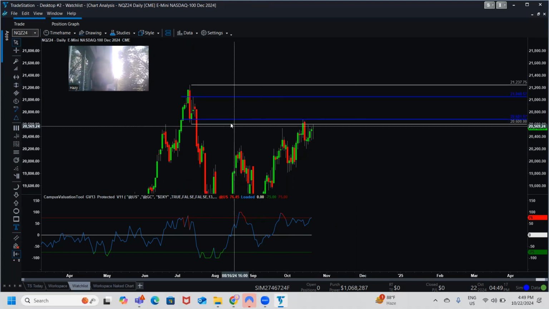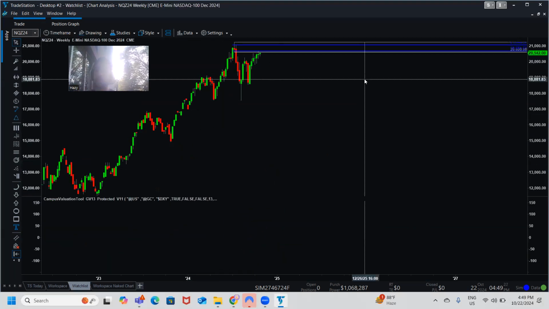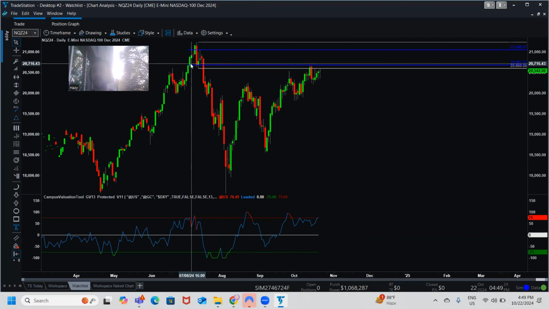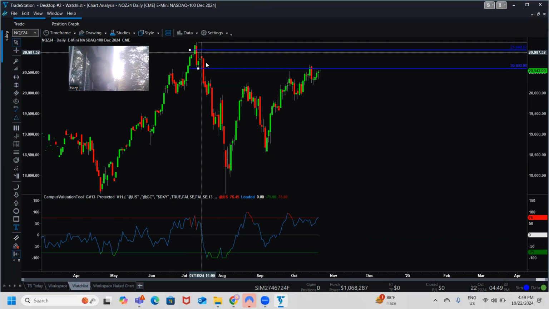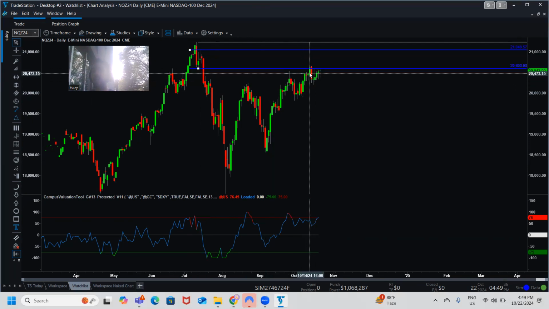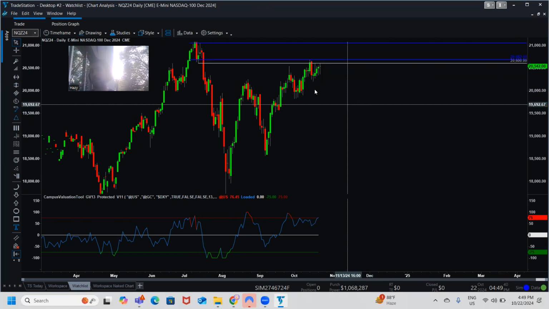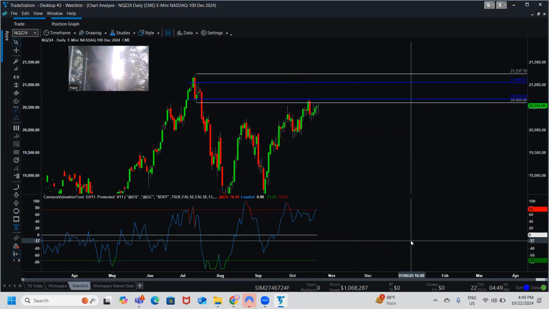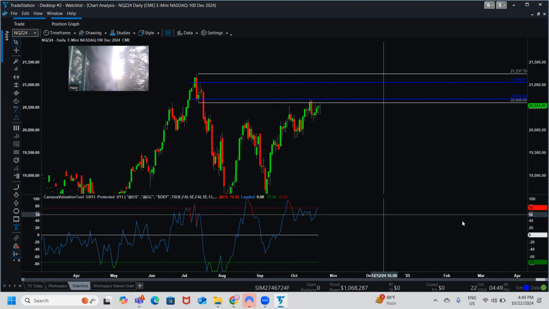It already touched the extended version of the weekly supply zone, but the daily it hasn't touched. Well, it touched the extended version of the zone, which is wick to wick. In that case, it already touched both, but it hasn't touched either of the preferred versions, the weekly or the daily. But we can see that we're already overvalued against the interest rates in this chart.